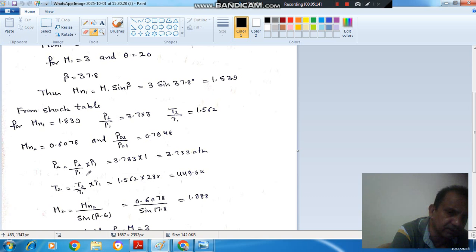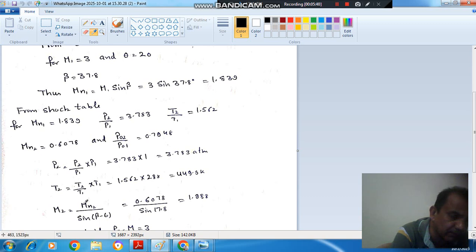And now initial pressure is given, that is 1 atmosphere, temperature is given as 288 Kelvin, and from this we can calculate final pressure after shock, that is P2 and T2. So that comes out as 3.783 atmosphere and 449.9 Kelvin. And from Mn2, using this formula we can calculate downstream Mach number also.